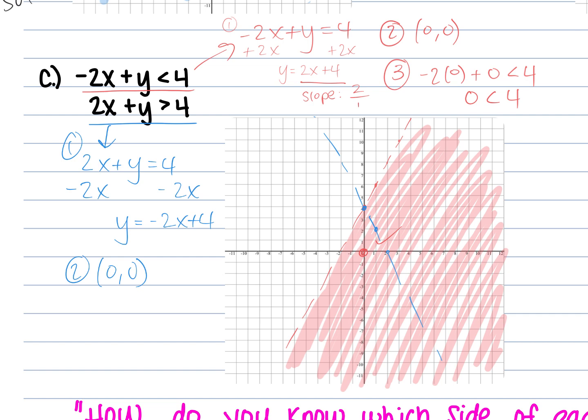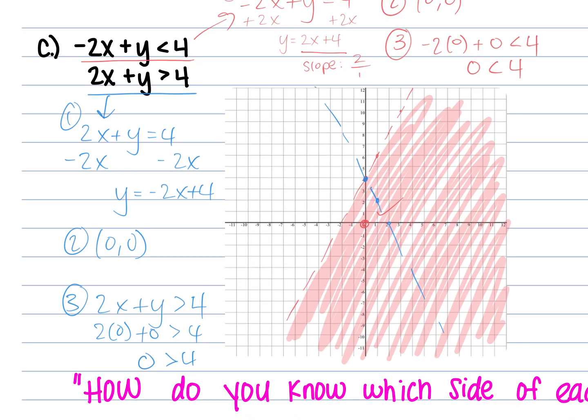Good, for the very beginning, right? Oops, this is step number 3. So 2x plus y is greater than 4. You get 2 times 0 plus 0 is greater than 4. What do I get here? 0 is greater than 4. True or false? False. What does that mean? You put the highlight on the other side. So I don't want this point highlighted. So I highlight to the right of the blue line. Do you guys see that?